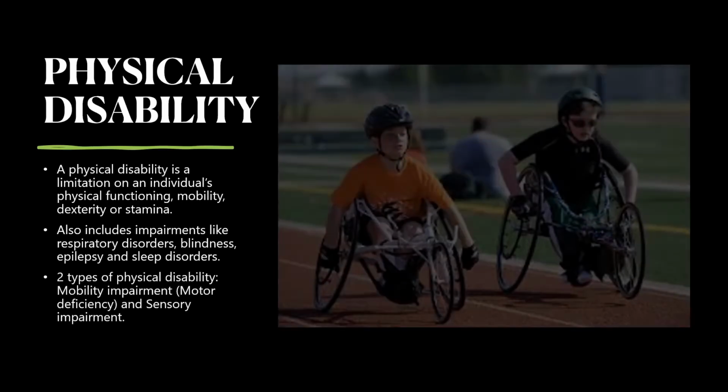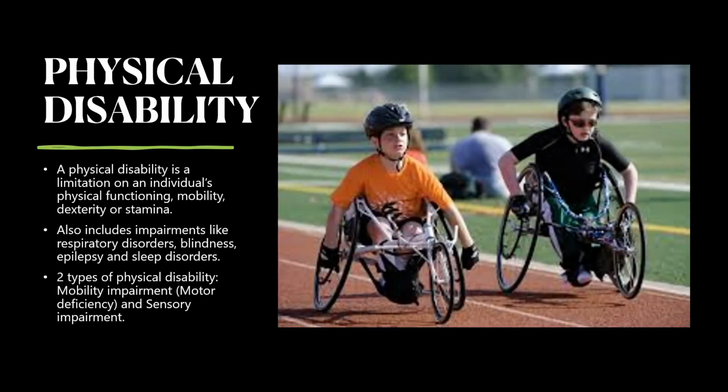Physical disability. A physical disability is a limitation on an individual's physical functioning, mobility, dexterity, or stamina. It also includes impairments like respiratory disorders, blindness, epilepsy, and sleep disorders. 2 types of physical disability: mobility impairment, motor deficiency, and sensory impairment.